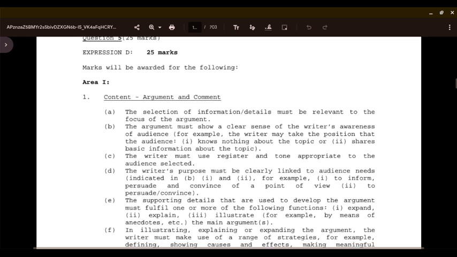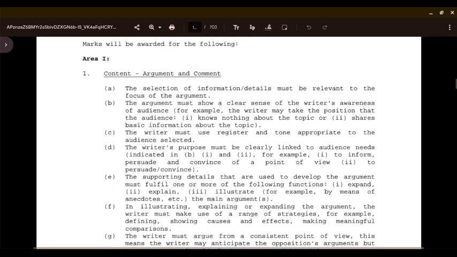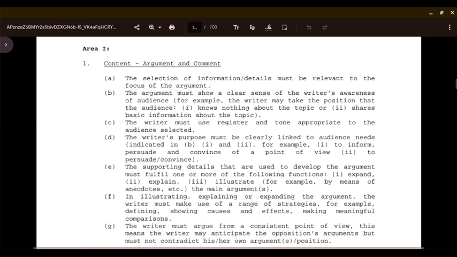All right, so we have area 1. We have 2 areas for this particular question. They've changed it to areas. Okay, but two areas that they look at in terms of assessment. First off is content, argument, and comment. All right, and you see there's a lot. There's a lot of writing here, so we look at it. Selection of information details must be relevant to the argument.